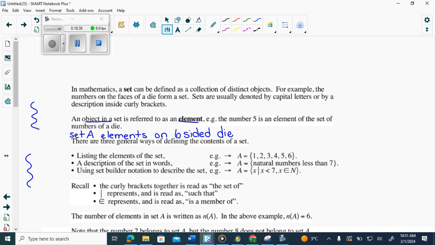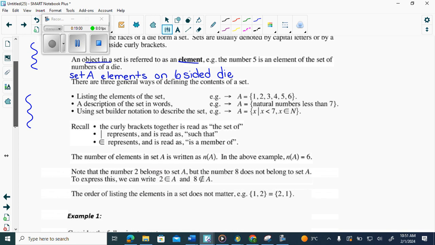Does that make sense? Where does the natural number start at? What do you naturally start counting as a toddler at? 1. And then it says less than 7. So I'm going to stop at 6. Because it doesn't say less than or equal to 7. It just says less than 7. Okay? So that would get me 1, 2, 3, 4, 5, 6. So same answer. And then this is just written in set notation. X is less than 7. X is an element of the natural numbers.